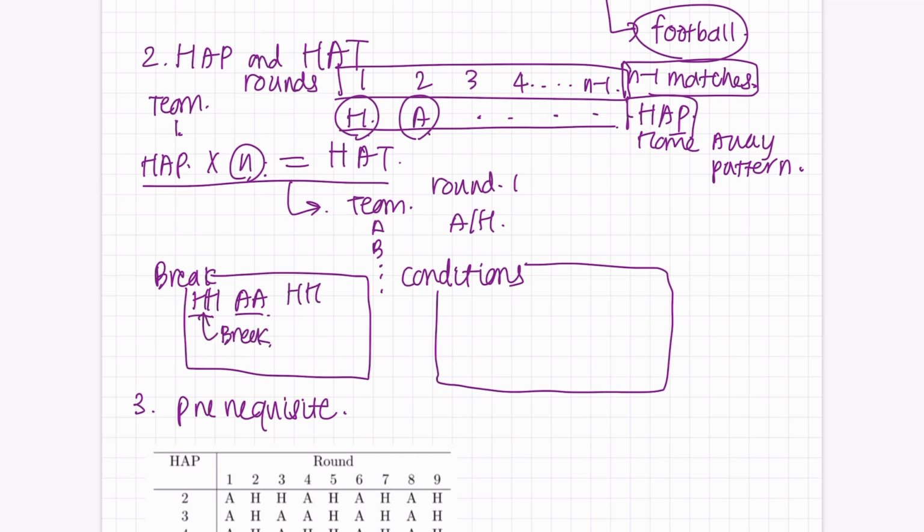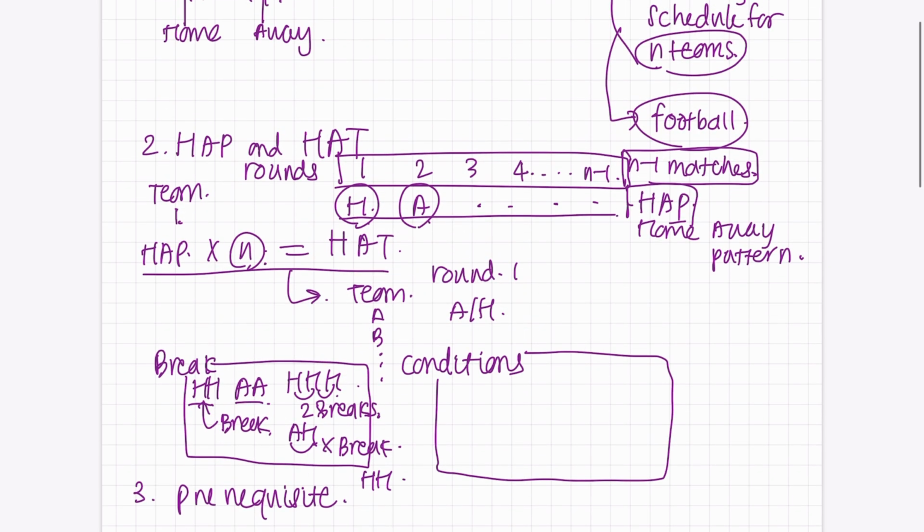So if we have 3 H's lined up, we're going to call that 2 breaks. Conversely, if we have an A and an H together, this is not a break. So it's when we have 2 of the same letter consecutively together that it counts as a break.